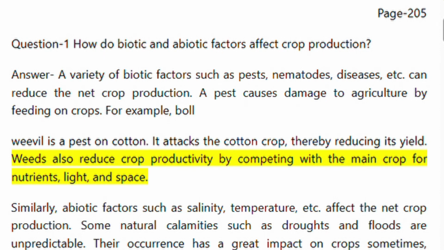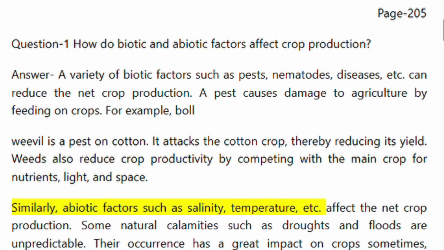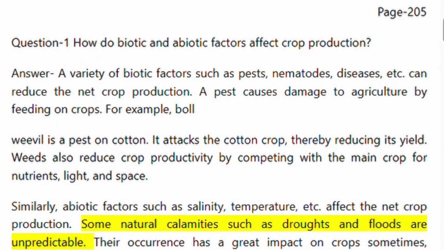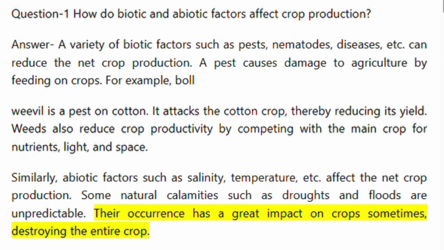Weeds also reduce crop productivity by competing with the main crop for nutrients, light, and space. Similarly, abiotic factors such as salinity, temperature, etc. affect the net crop production. Some natural calamities such as droughts and floods are unpredictable. Their occurrence has a great impact on crops, sometimes destroying the entire crop.